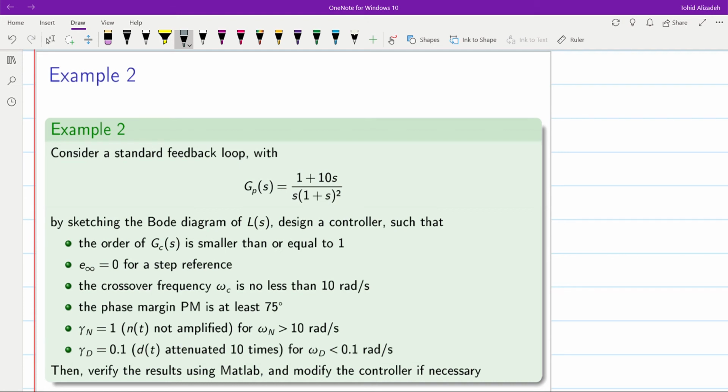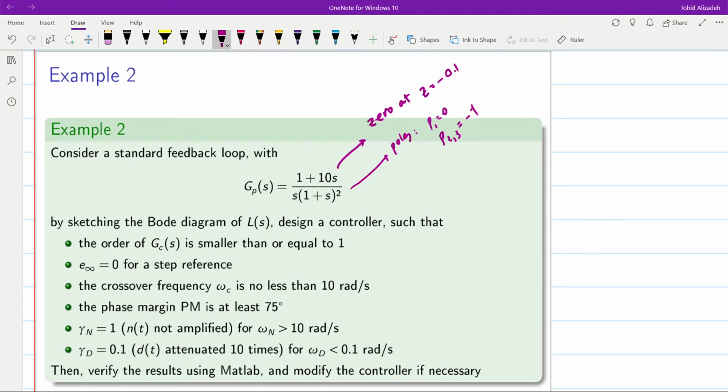Hello everyone. In this video we will go through another example for designing the controllers using the frequency domain. The system which is provided for us is given as a transfer function of (1 plus 10s) over s times (1 plus s) squared. So we can see that we have a zero at z equal to minus 0.1 and we have 3 poles, P1 at 0 and P2 and P3 at minus 1.